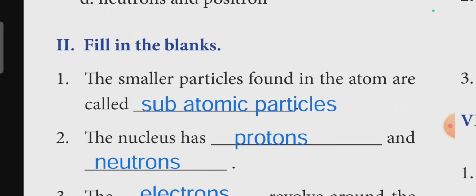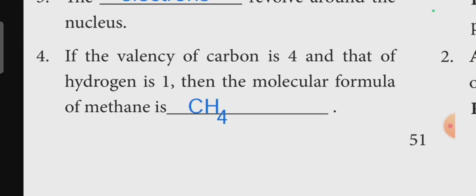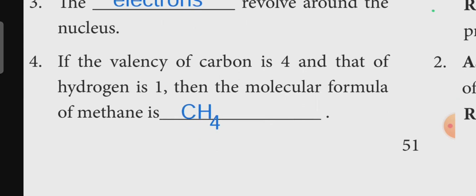Next, second Roman, fill in the blanks. First one, the smaller particles found in the atom are called subatomic particles. Second one, the nucleus has protons and neutrons. Third one, the electrons revolve around the nucleus. If the valency of carbon is 4 and that of hydrogen is 1, then the molecular formula of methane is CH4.